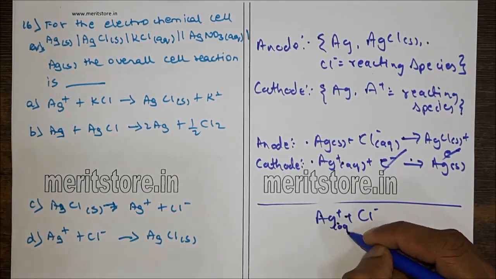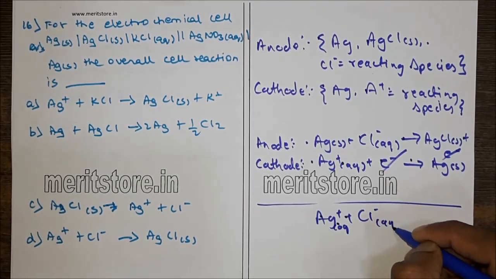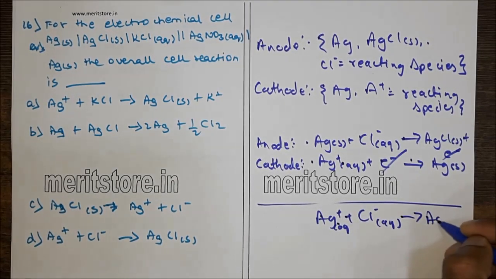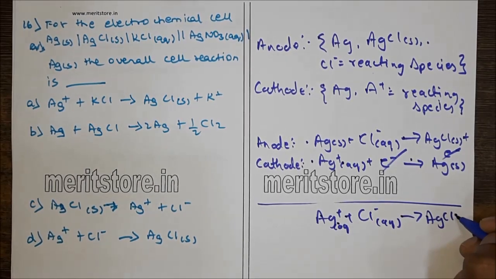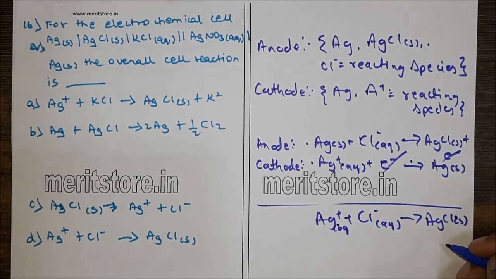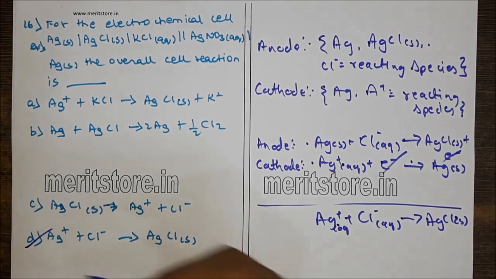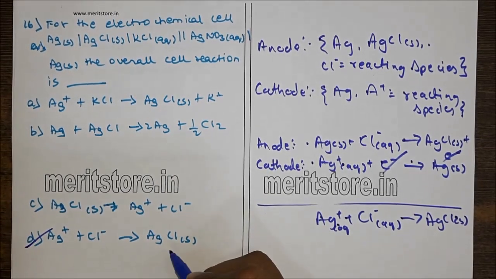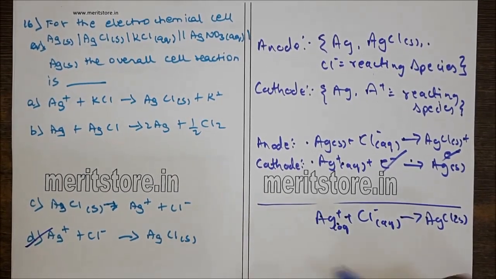Both are in aqueous state, which gives us AgCl solid. We see our answer matches with option D, that is AgCl as a solid. Therefore, option D is the correct answer.